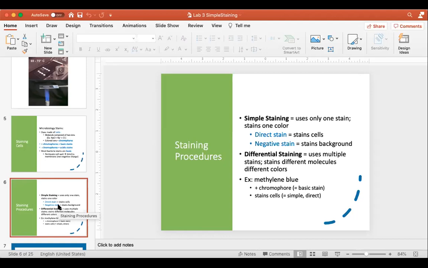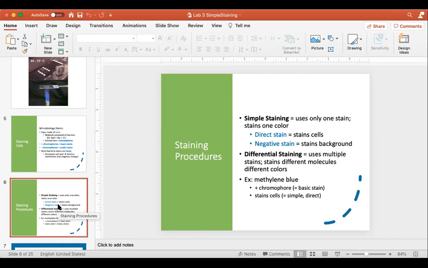Now, differential staining, like I said, uses a couple of different stains. They're each a different color. We're going to talk about a very common differential staining procedure next week or the week after, I can't remember, called gram staining. But today we're just going to stick with simple staining.